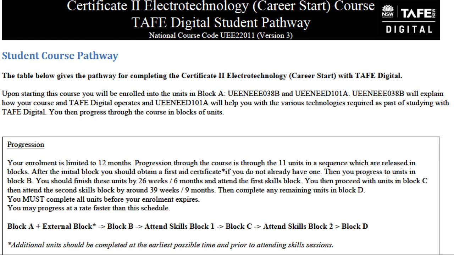A course is made up of units, and all the units in the Electric Technology Training Package UEE11, which is what the course codes come from, start with UEE, and as you can see from these units in this line here, they end with E038B or D101A. So often we'll just refer to them by these last 5 characters.